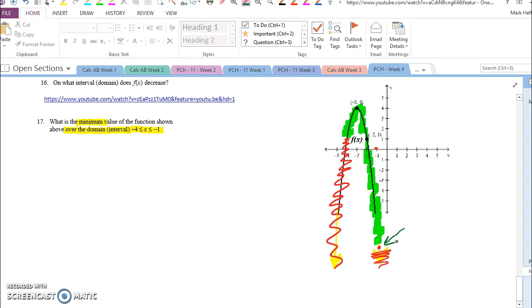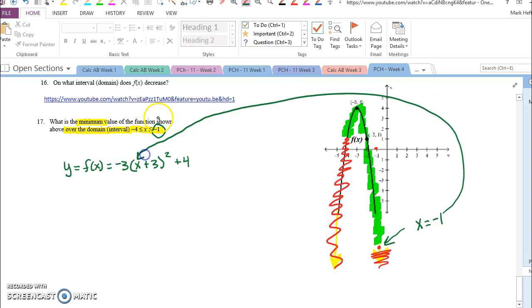But what is that? Well, the first thing we know is definitely x equals -1. It's this part of our interval that controls that. Next, the function was y equals f of x equals -3 quantity x plus 3 quantity squared plus 4. So I could take that x and plug it right in, and that would give me the answer. When I do, I get -3 times -1 plus 3 quantity squared plus 4. That's my y, and it turns out to be -8.